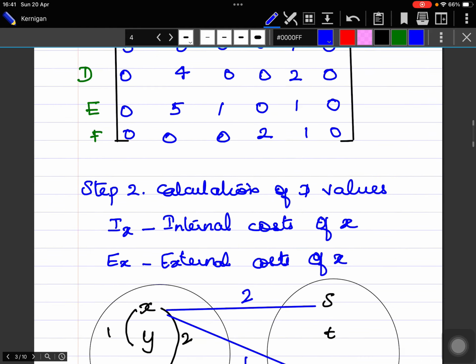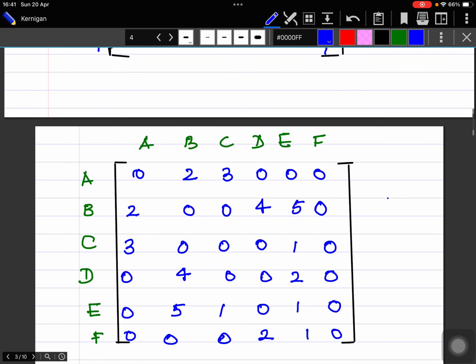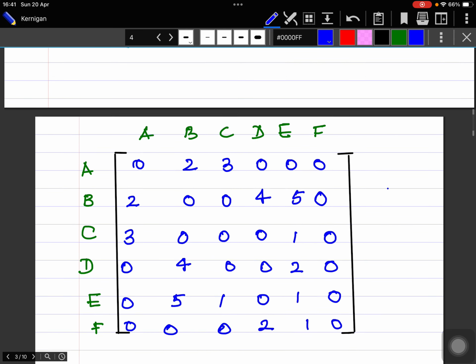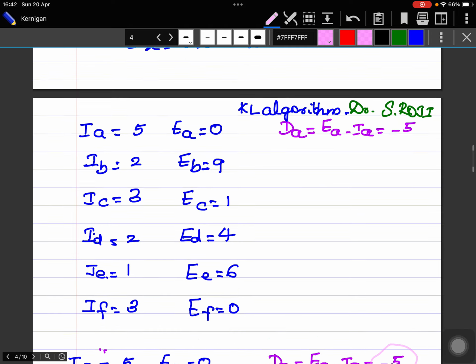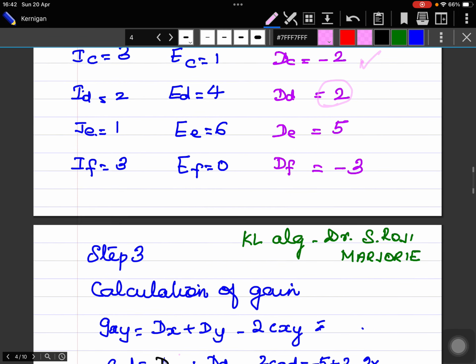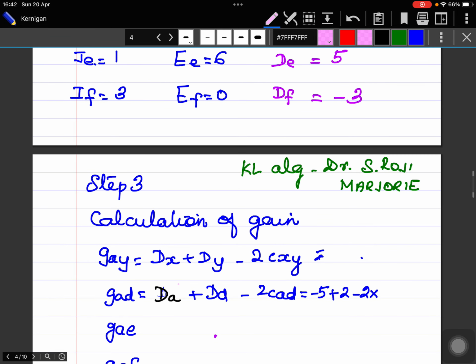What is CAD? CAD is the connectivity between A and D. For this, you have to refer to the adjacency list. Okay, A and D, right? Connectivity between A and D is this. It is 0. So this is minus 2 into 0. Is that clear?